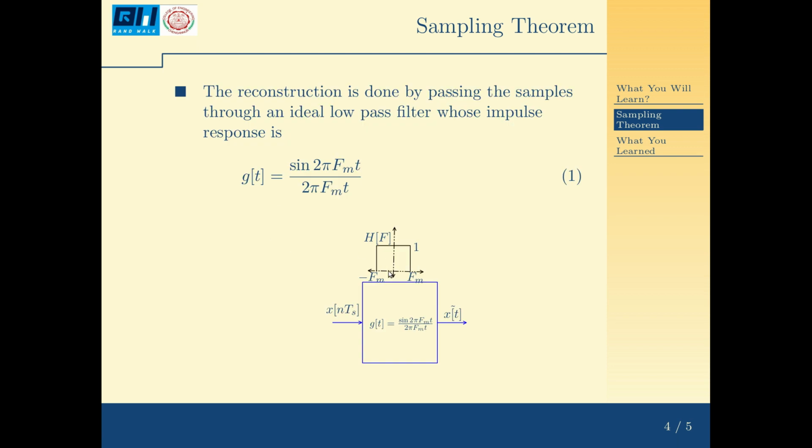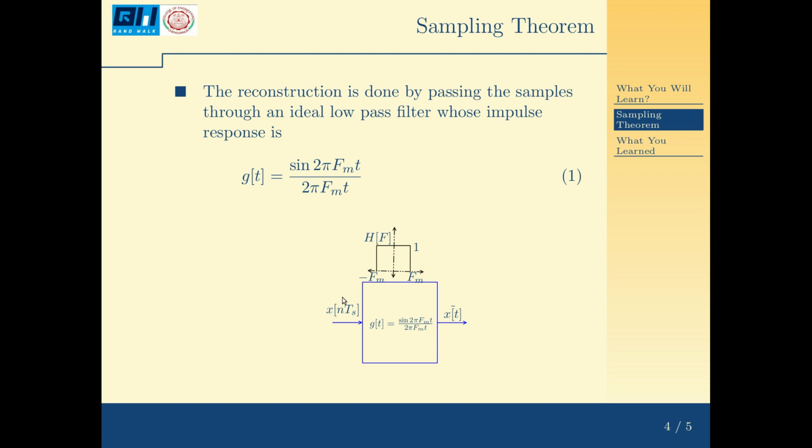This is how I reconstruct the signal. These are my samples, my sampled signal x(nTs). These are passed through an ideal low-pass filter with impulse response sin(2 pi fm t) by 2 pi fm t. So this is basically a sinc function. The frequency response of this is unity from minus fm to plus fm, and outside it is completely zero. So this is an ideal low-pass filter, and at the output you get an approximation or an estimate of x(t).